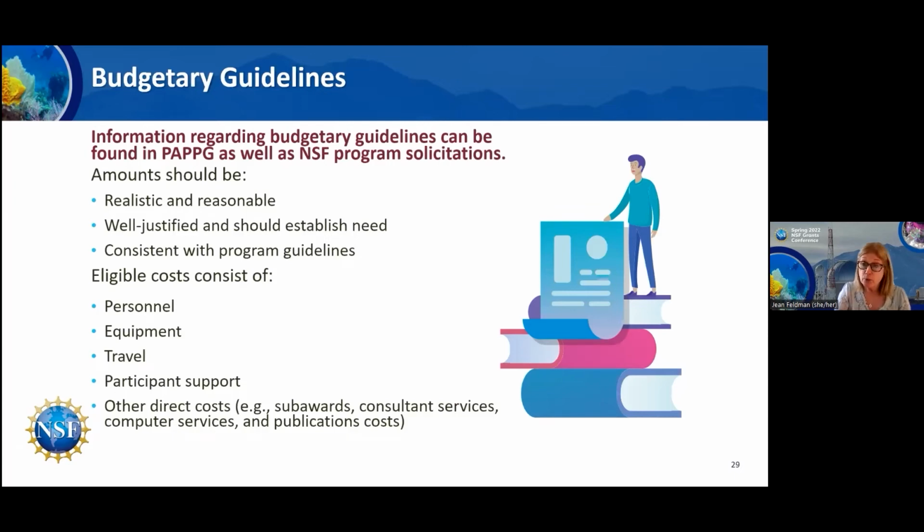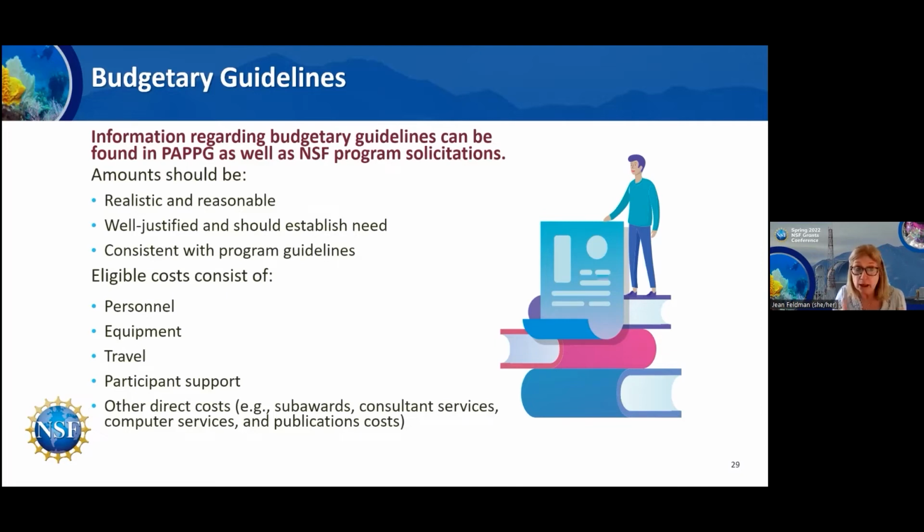So the important point to emphasize about the budget is that the PAP guide, as has already been mentioned, provides the basic guidance that you follow regarding preparation of the budget. But there also may be important guidance in the program solicitation, budget categories, for example, that they think are particularly relevant for that particular program solicitation and any proposal submitted to that.